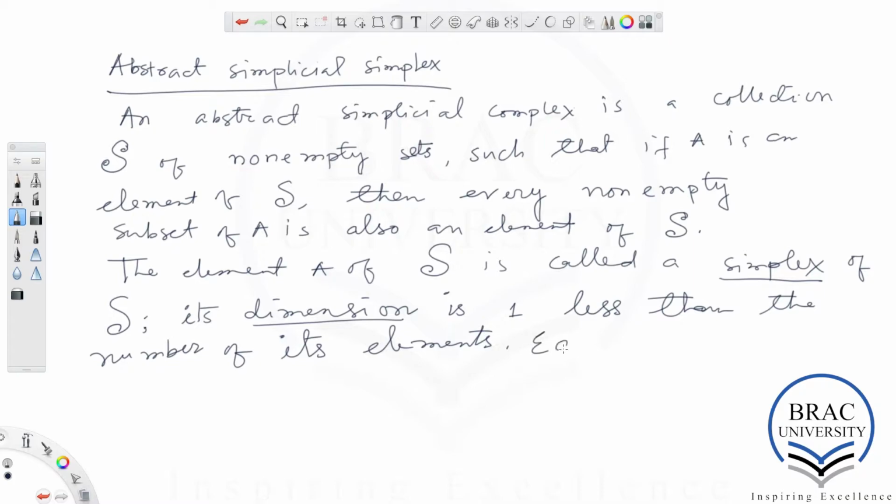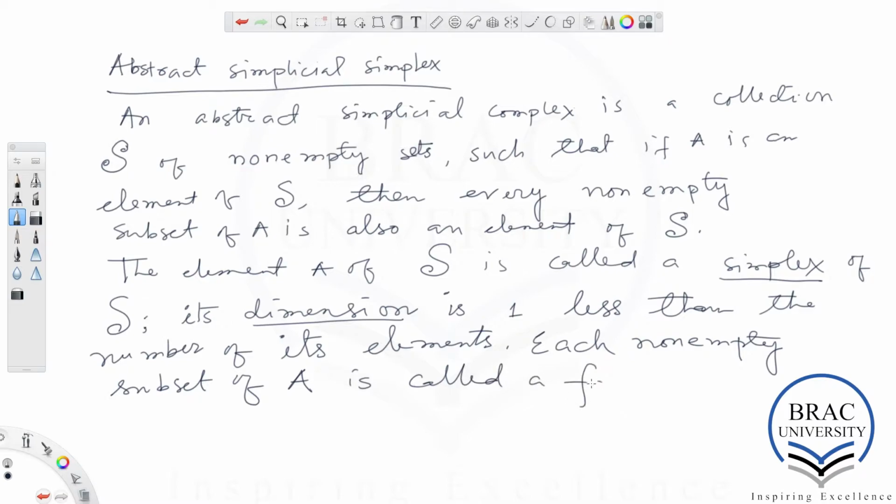Each non-empty subset of A is called a face of A.